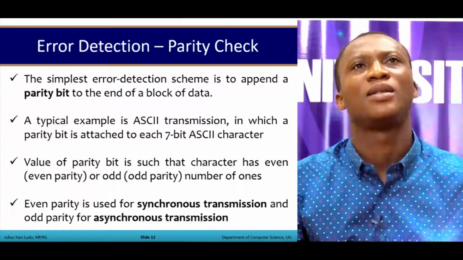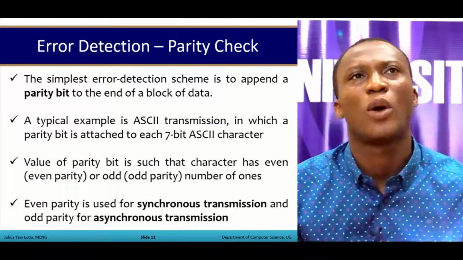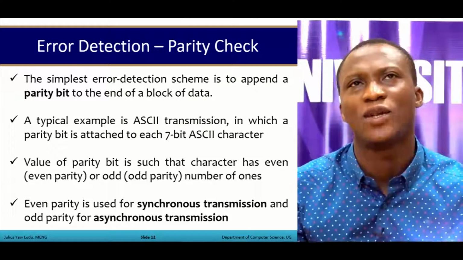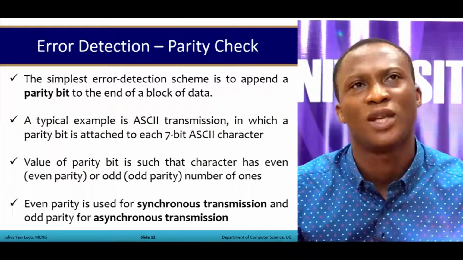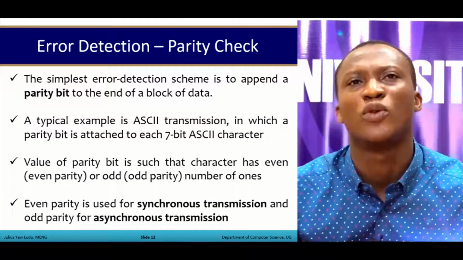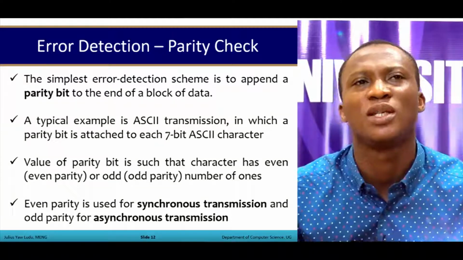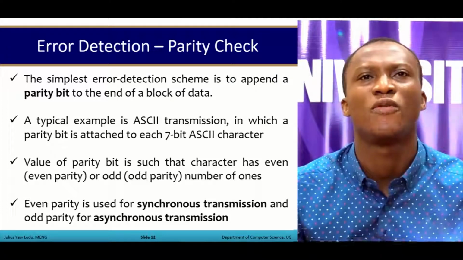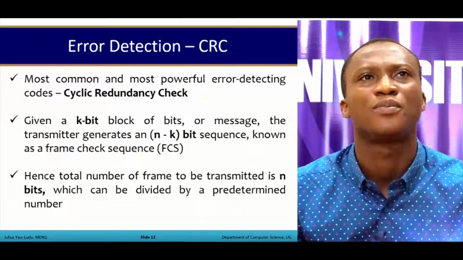The simplest error detection scheme is to append a parity bit to the end of the block of data, which I've explained earlier on. Now, even parity is used for synchronous transmission, and odd parity is used for asynchronous transmission.